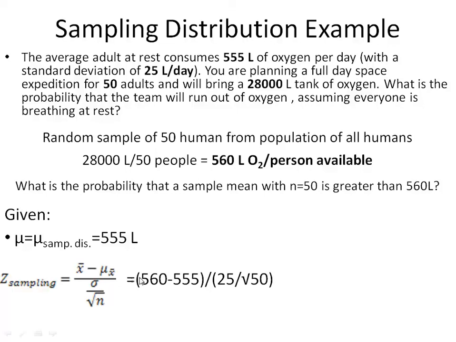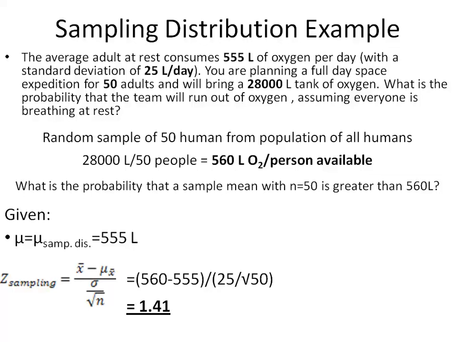So the numerator is 560 minus 555, that's 5. For the denominator, we know the standard deviation is 25 liters per day and that our sample size is 50. So it's 25 divided by the square root of 50. And when you do this, you get a z-score of 1.41.